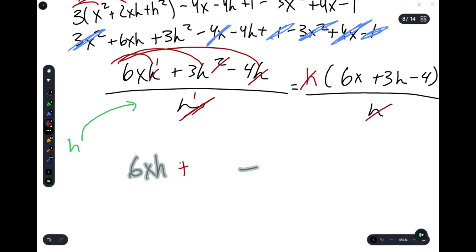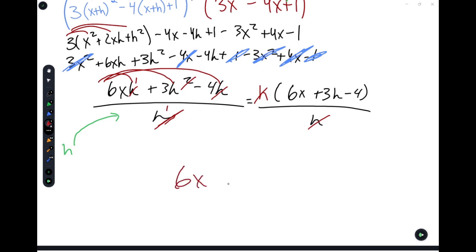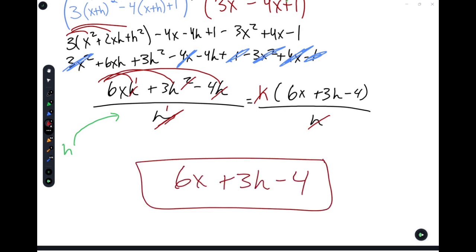Final answer. Don't leave, I gotta take a roll. Final answer probably is going to be plus 3h minus 4. Okay, so I put the minus here. When stuff doesn't cancel out, you want to leave the H at the bottom. If it doesn't have all terms, you don't have all terms. You gotta leave it.